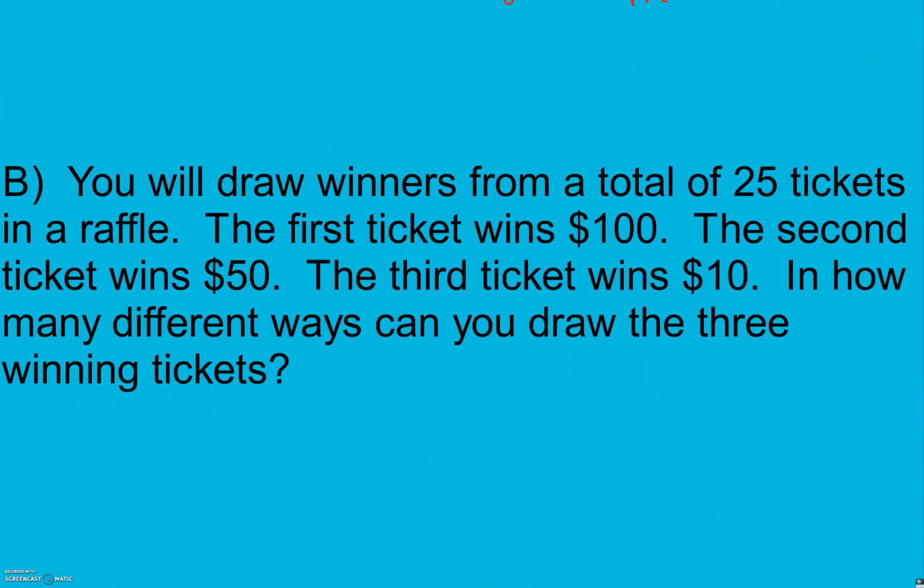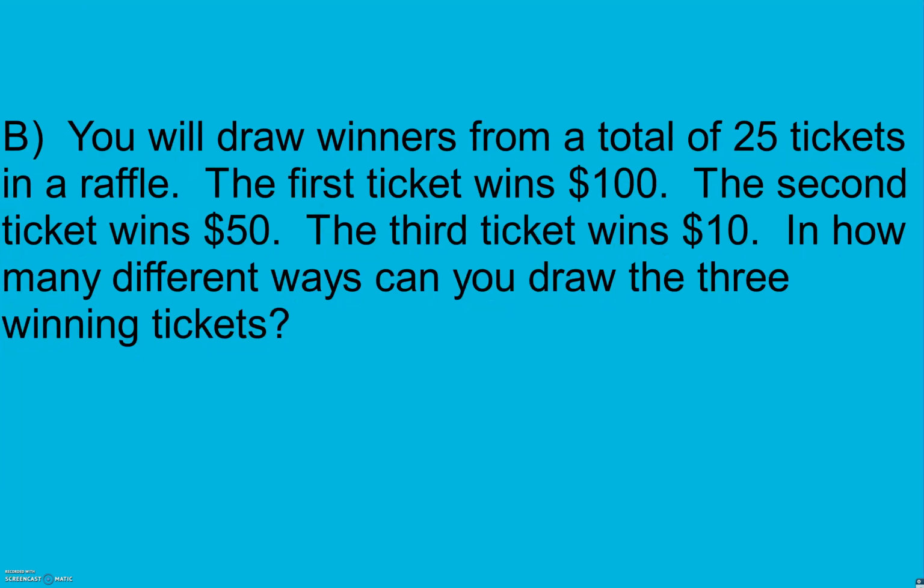You will draw winners from a total of 25 tickets in a raffle. The first ticket wins 100, second ticket wins 50, third ticket wins 10. How many different ways can you draw the 3 winning tickets? This order does matter. It's a permutation. The first one gets more, okay? Second one, 50, third, 10. The order is important. There's a particular order, so we use permutation.